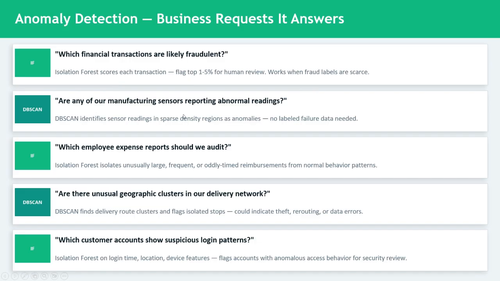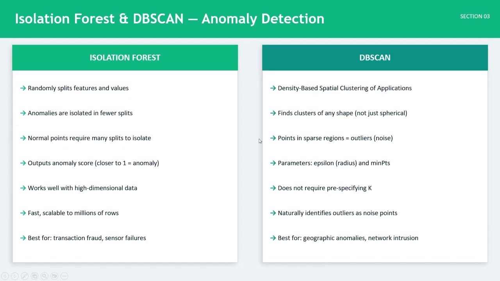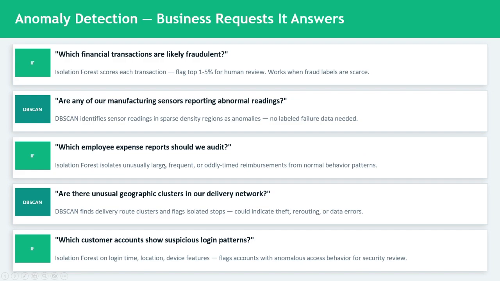Are any of our manufacturing sensors reporting abnormal readings? DBSCAN identifies sensor readings in sparse density regions as anomalies. No label feature data needed. When we do these sensors, we're checking for something fairly consistent. In manufacturing or monitoring processes, we're getting a lot of the same data. When we get outliers, they're very clearly outside of the boundaries of what's acceptable or the thresholds. So it's very easy to find abnormal readings if you have a large historical database of what the normal responses look like. Again, we set that boundary, find the shape of the data or what's acceptable, and anything outside of that is anomalous.